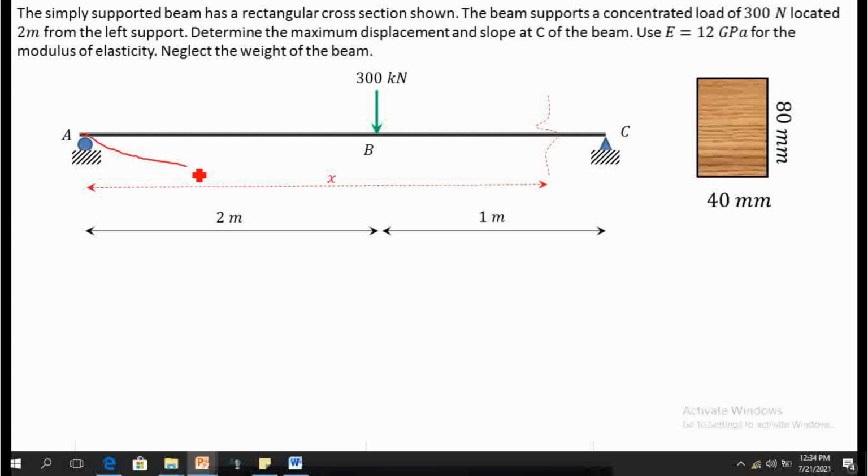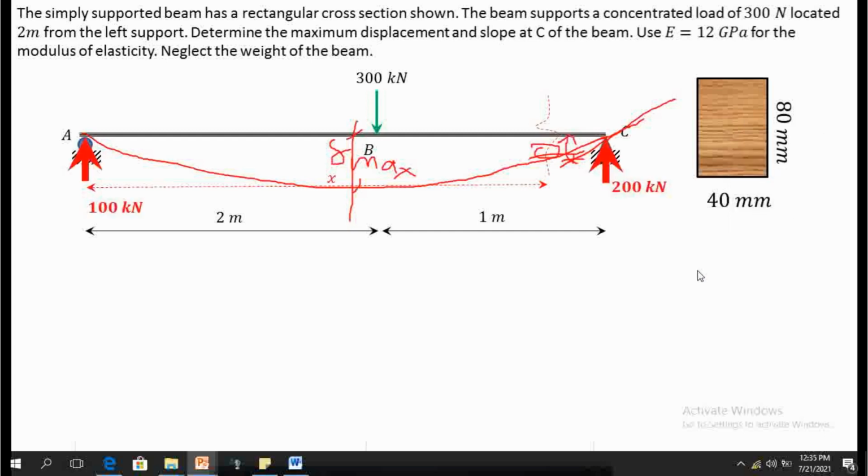If I'm going to draw the elastic curve for this beam, it will look like this one. The maximum displacement is somewhat located at this part. Mati-check natin mamaya kung saan eksakto itong value ng ating maximum displacement. Now, if I'm going to draw a tangent line passing through point C, tangent line, yung rotation or yung slope na sinasabi natin is this value. Okay? Yan yung ating hinahanap.